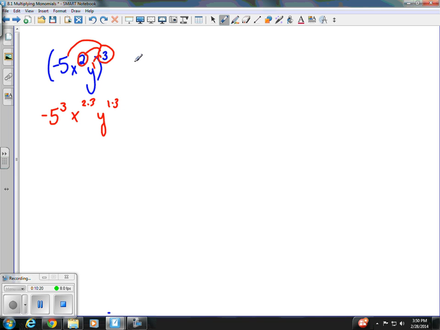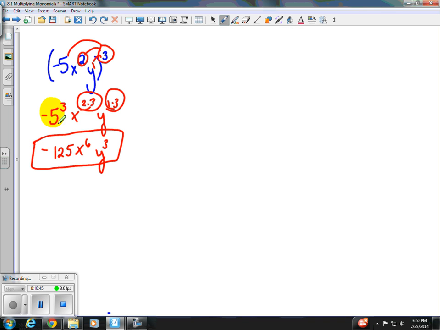Now we want to find what this is. Negative 5 to the third power is negative 125. We drop down our x for the base, and we say 2 times 3 is 6. And then we drop down our y base, and we say 1 times 3 is 3. And there we have it. The big thing to remember on this one is that it's negative 5 to the third power, so it's negative 5 times negative 5 times negative 5. So remember to raise that coefficient to the power and then multiply your exponents.